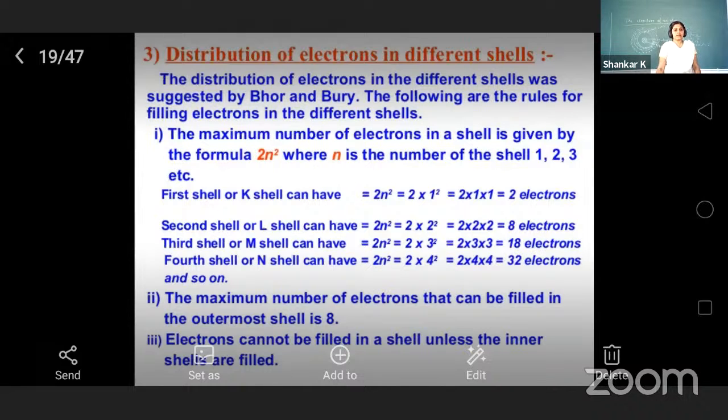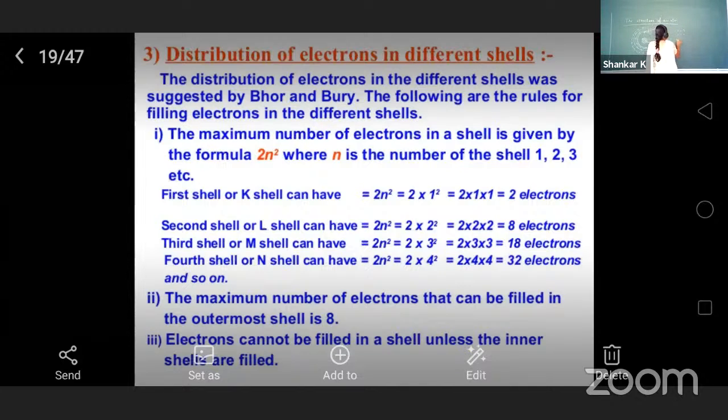The outermost cell is 8. You know that while finding the atomic number, students, what we have done at that time. While finding the valency number, hydrogen is 1. Helium is 2. Like that we found it.